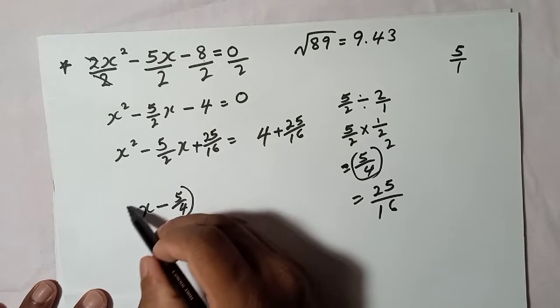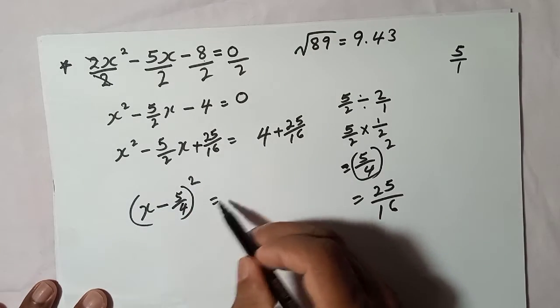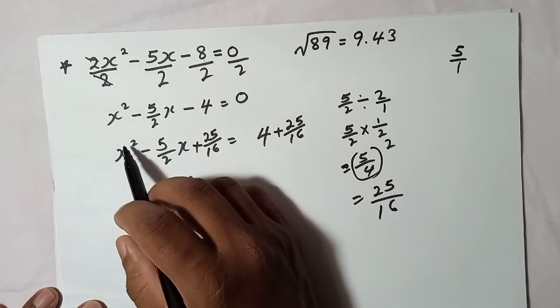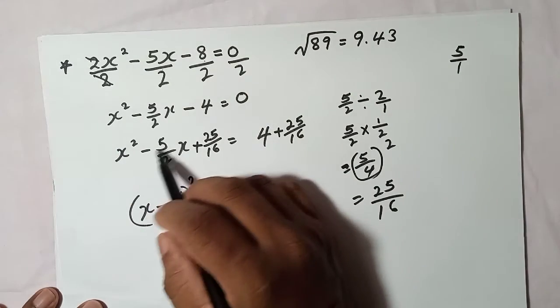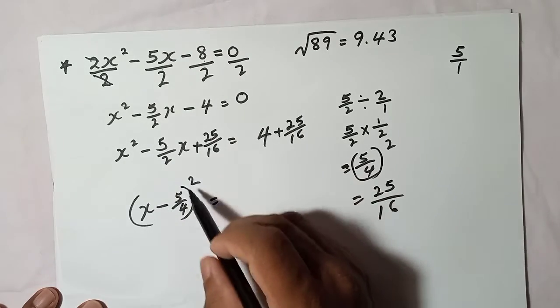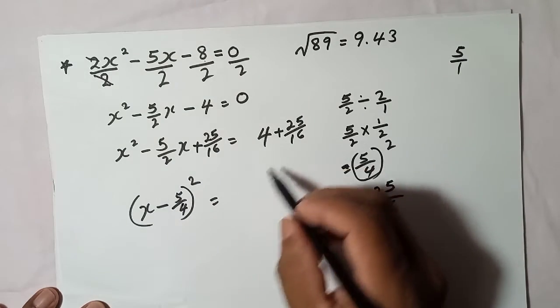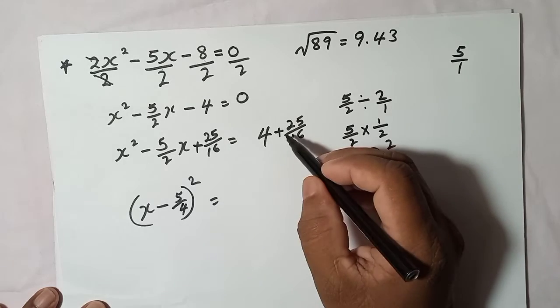Then close the bracket and square. This is just a method, remember: the square root of the first term, the sign of the second term, and the square root of this, and close the bracket and get the square of that. And here, how to add these two?